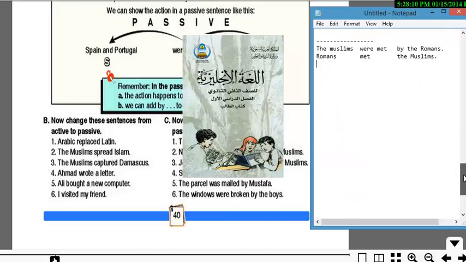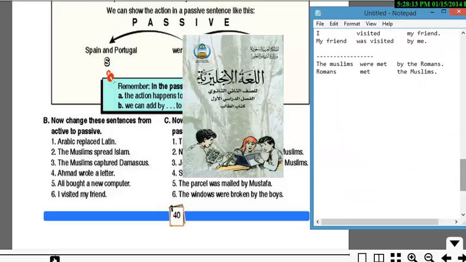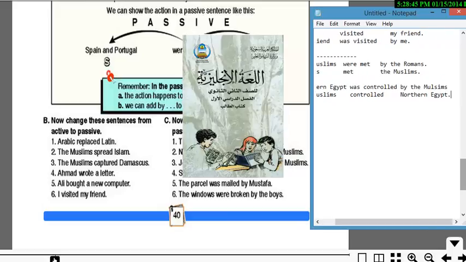See? Let's just try to put it to the other one. Northern Egypt, okay, was controlled. Sorry, not really good with talking and typing at the same time, by the Muslims. So I'm going to basically say the Muslims and then controlled North Egypt. Okay, so here we go.